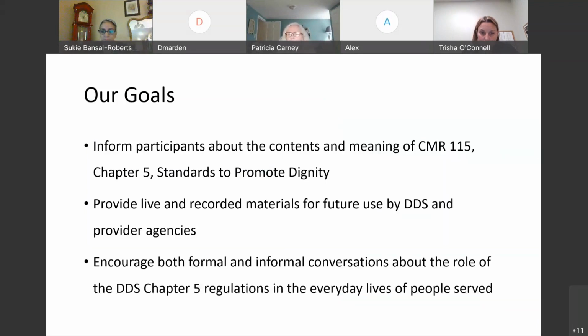Just to review our goals for this series, we want to inform people about the contents and the meaning of our Chapter 5 regulations, Standards to Promote Dignity. And I do think it's relevant that they are called Standards to Promote Dignity and not Standards to Promote Human Rights, because remember, the idea of human rights is a strategy to ensure that everyone is treated with and experiences dignified living.